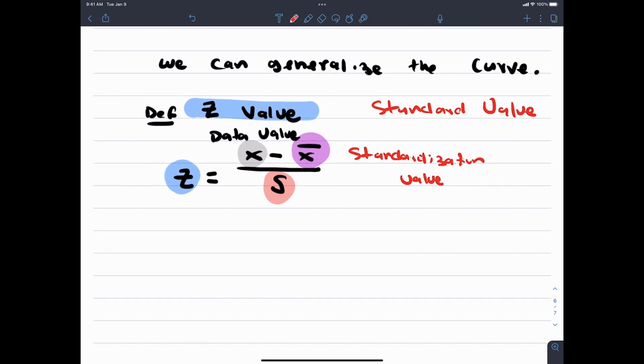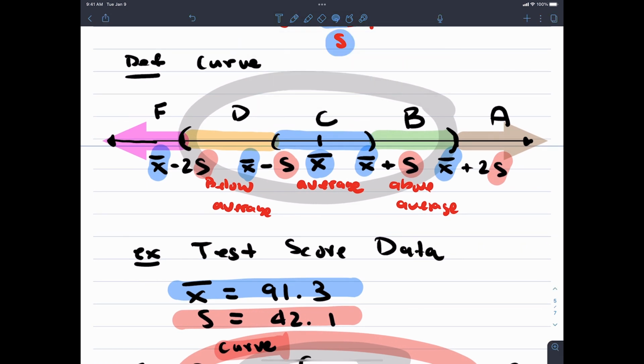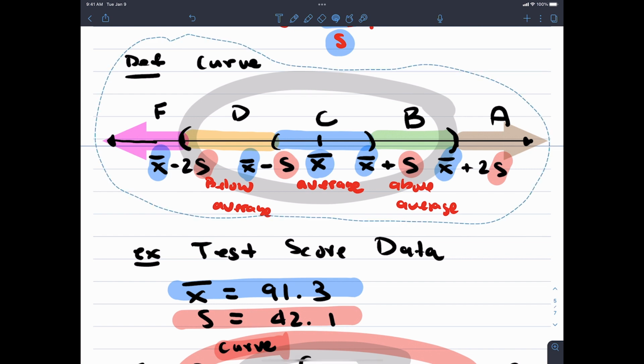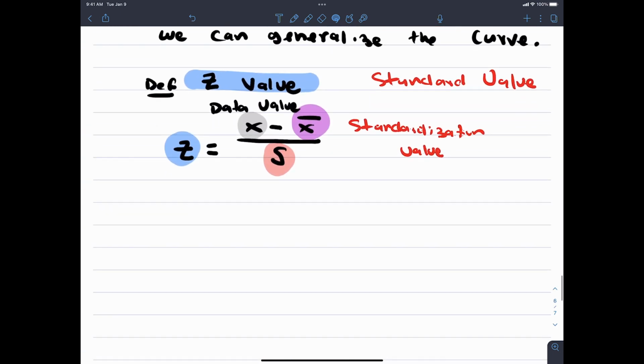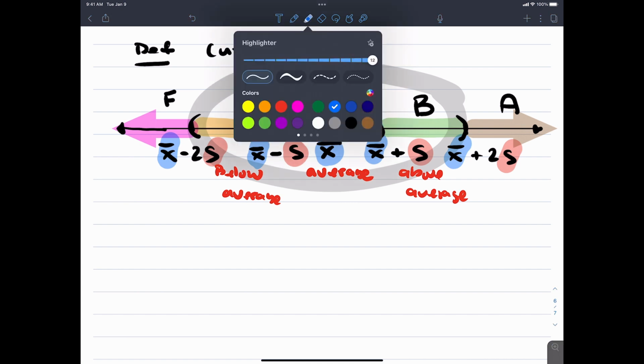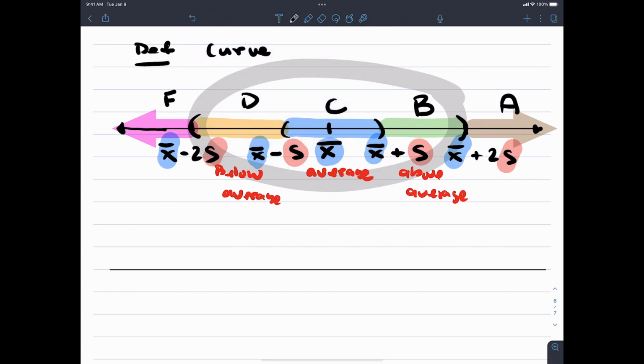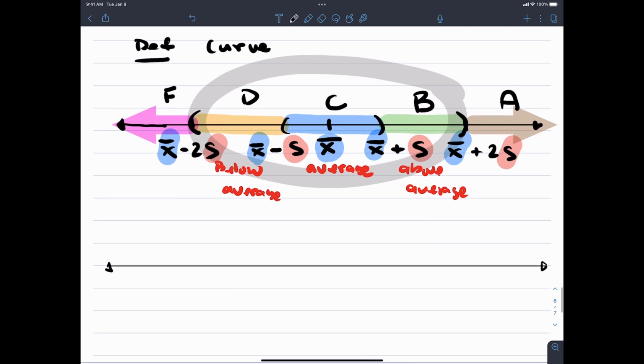So this is the formula that we can use to generalize the curve. Let me go back, and you say, what was the curve anyway? This was the definition of your curve. Then we're going to generalize this. We're going to look at this particular scale called a Z scale.